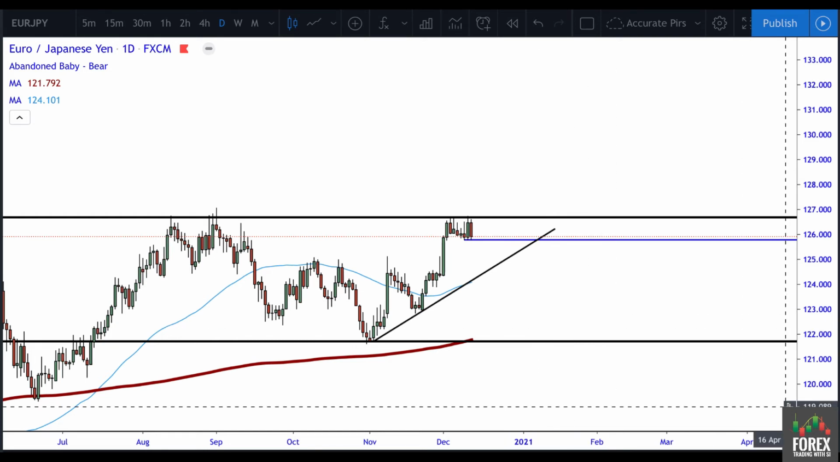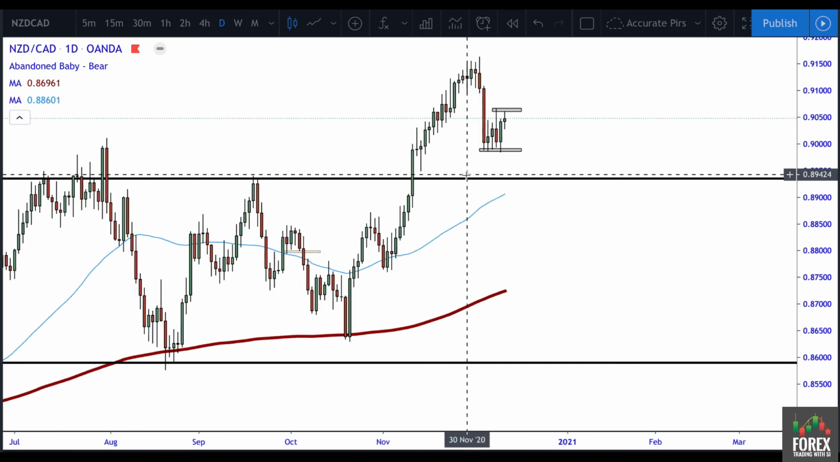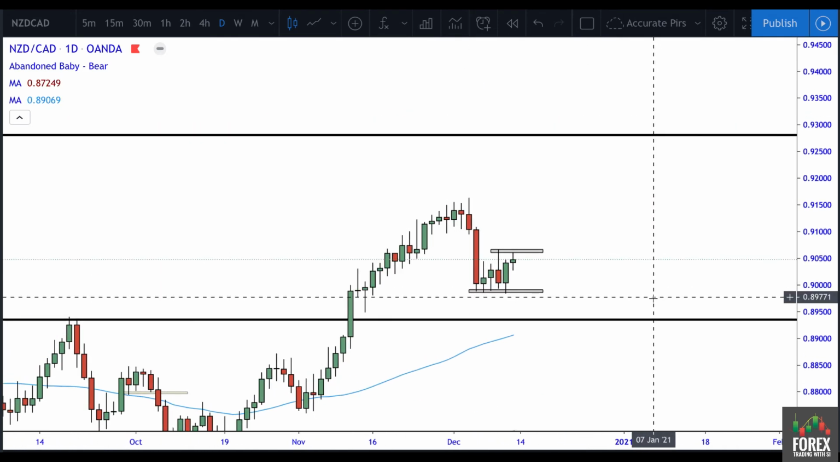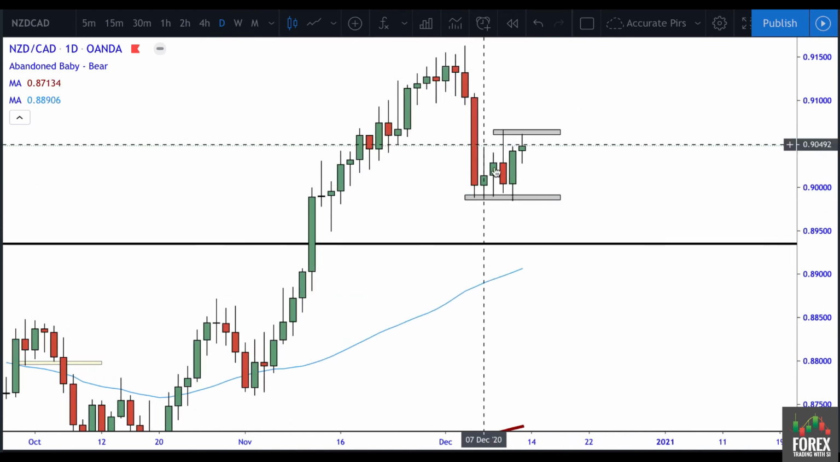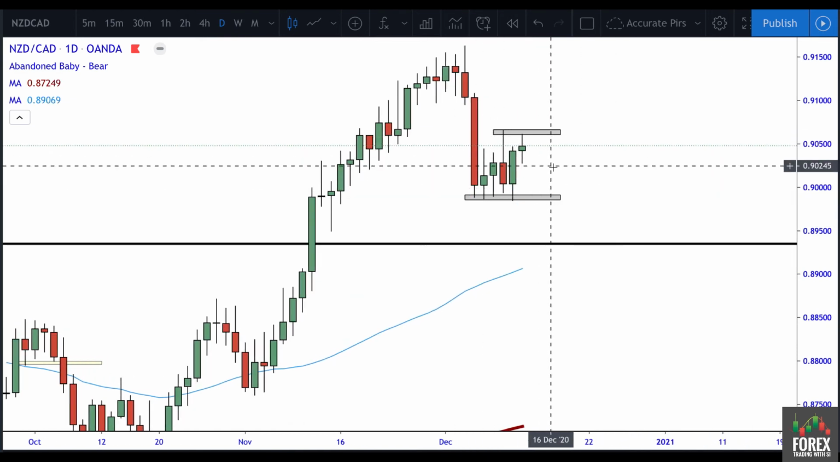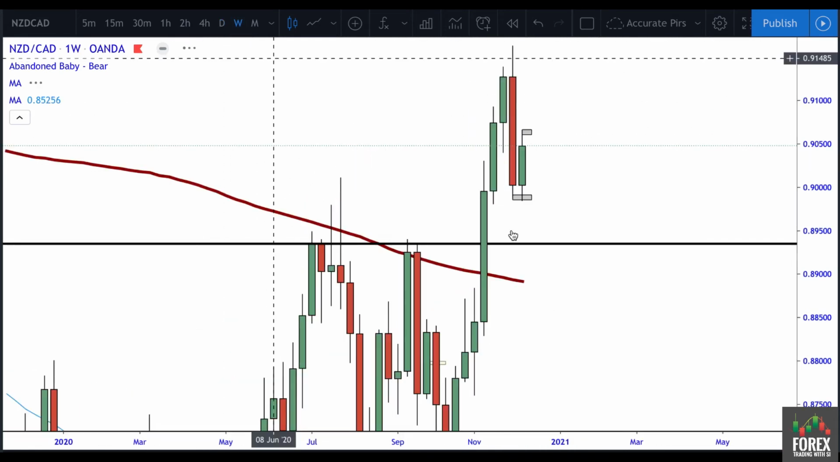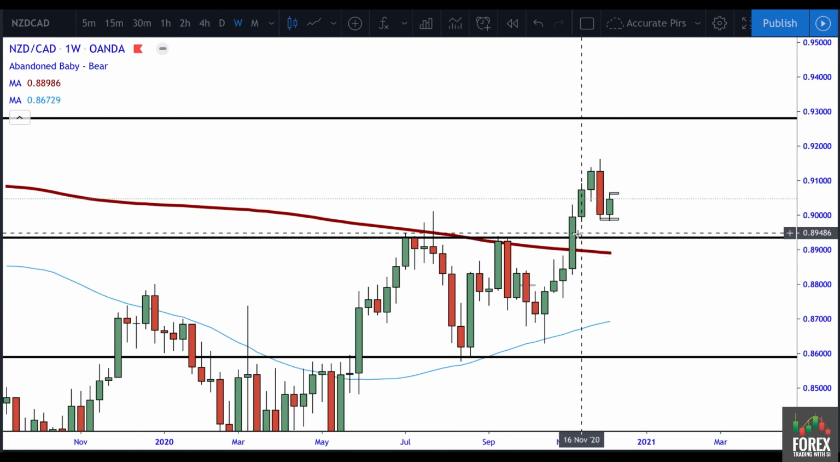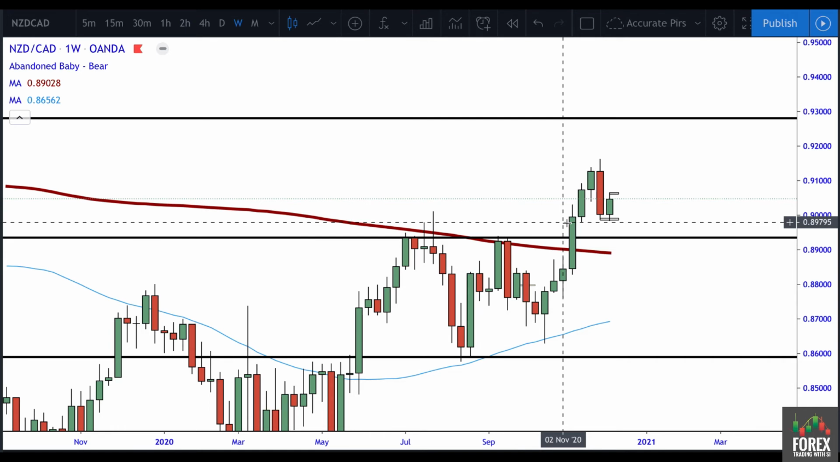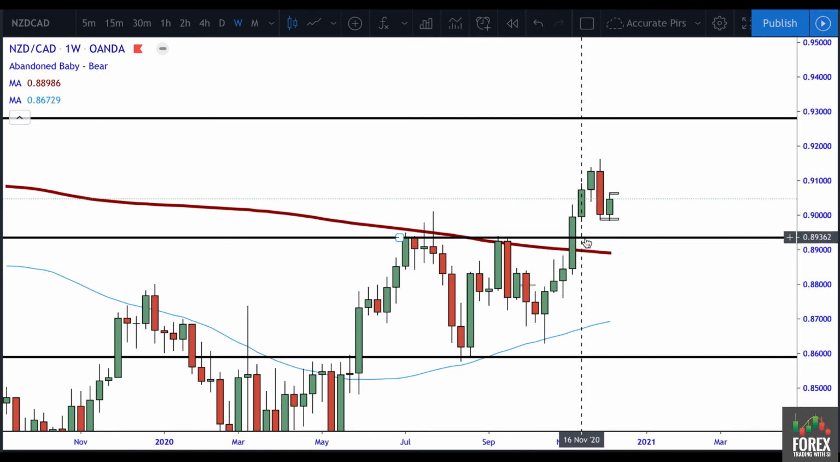Going to move on to NZDCAD. This consolidation level was marked up from last week's technical analysis. As you can see, it's still on there. So I'm just going to look at this on a weekly time frame. As you can see, price has broken my major resistance level a few weeks ago. Now I'm just waiting to see if this is going to hold as support.